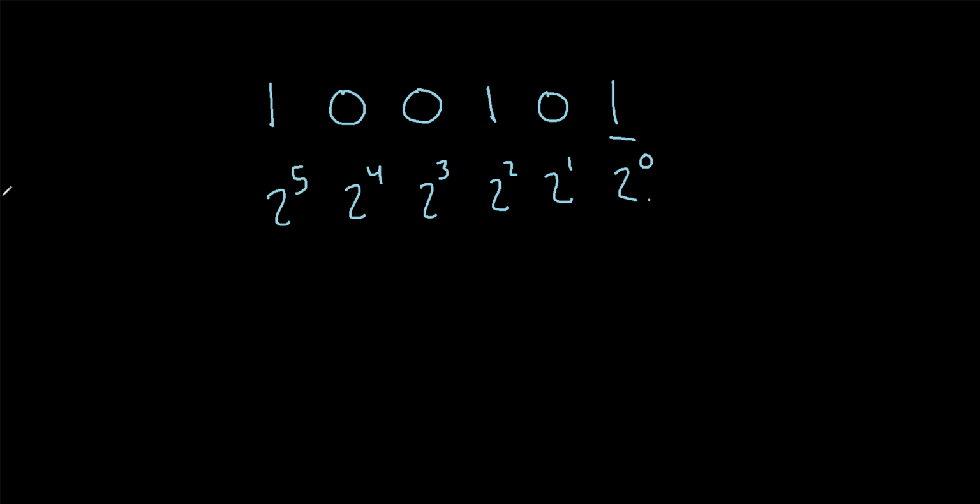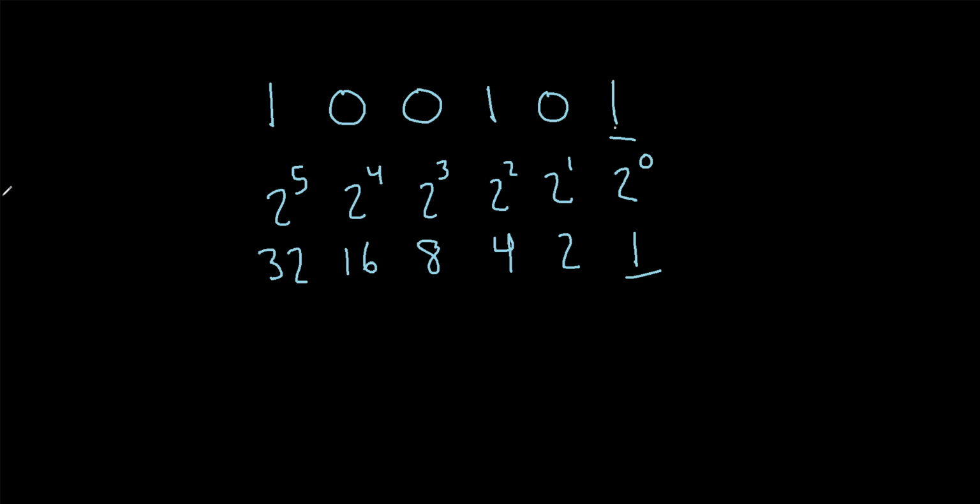So we said that anything to the 0 is just 1. 2 to the first is 2. 2 squared is 4. 2 cubed is 8. 2 to the fourth is 16. And 2 to the fifth is 32. So another easy way to remember the pattern is start at 1 and then just double it each time you move on down the line. So 1, 2, 4, 8, 16, 32.